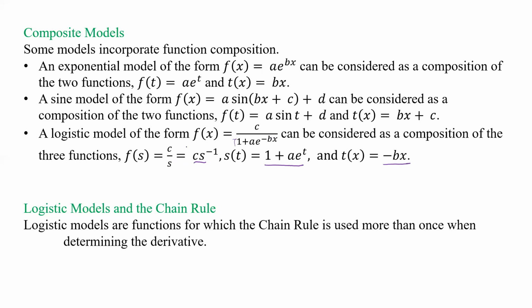Okay. Now, for logistic models and the chain rule, basically, what we're going to have to do is use the chain rule more than once when we do the derivative. And that's when we do the u substitution, or in this case, they did the t and s substitution. So it all depends on how you want to look at it, but we're going to do an extra substitution. So we'll have three things to multiply.